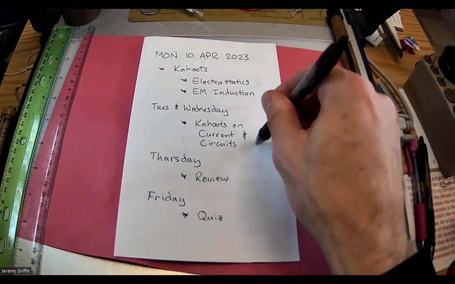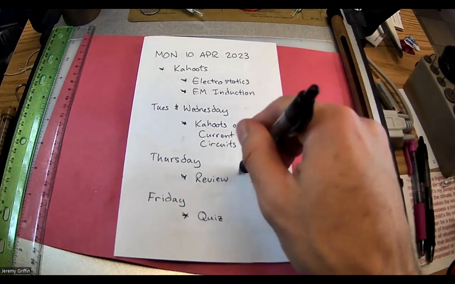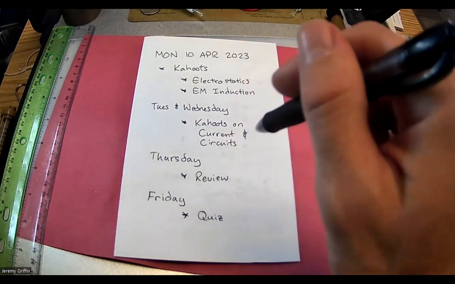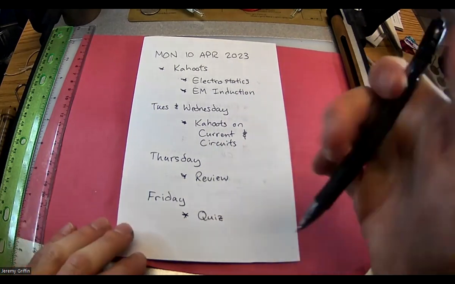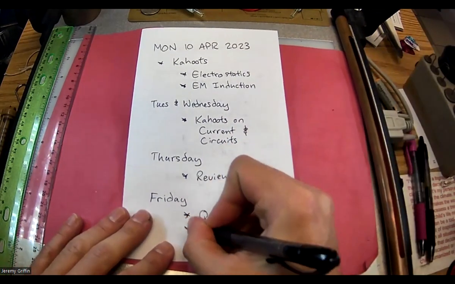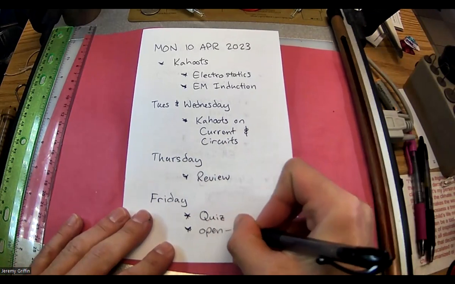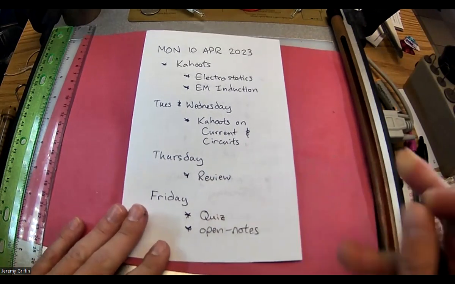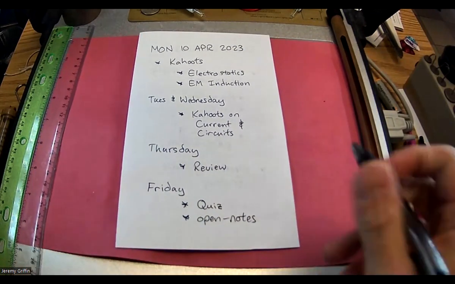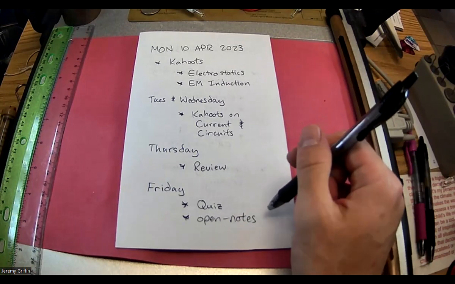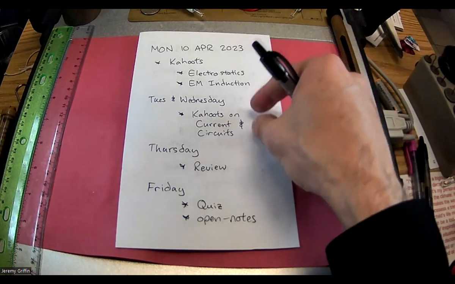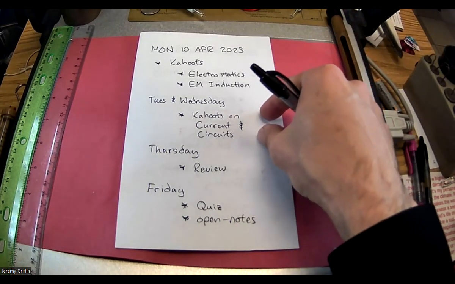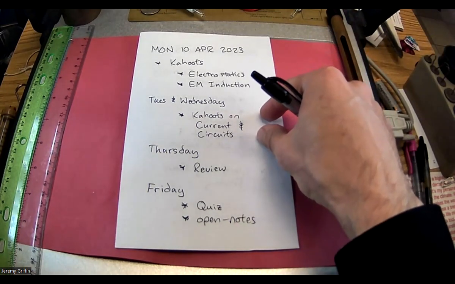We'll do review on Thursday, and then Friday I'll get you an electricity quiz. The quiz is going to be open notes. Let me write that. Let's do open notes. I really don't think it's going to be that hard. I think you should do well on it, as long as you've been studying and following along. A lot of the questions are going to come out of the next couple of days of Kahoot conceptual questions, which again, you will have to follow along. So you'll be all right.